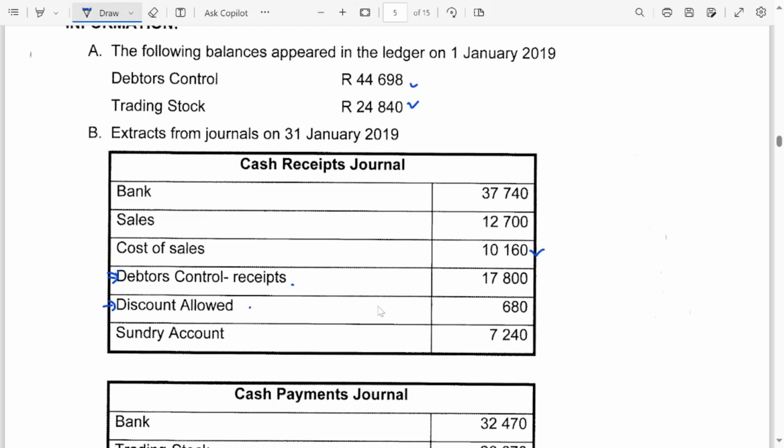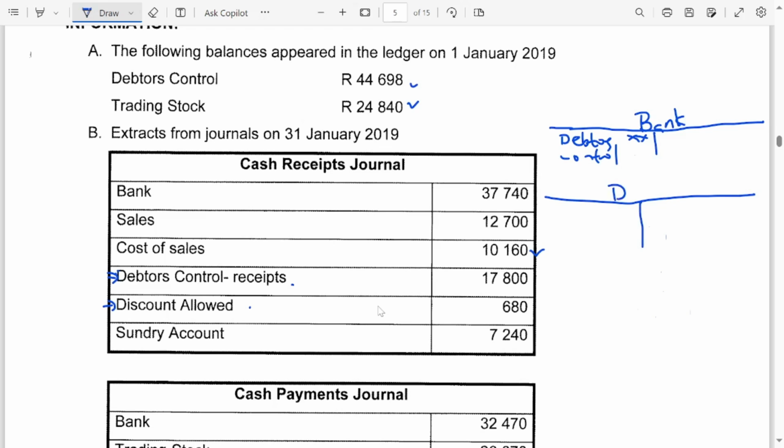Okay. So when the debtors are paying the business, the bank is increasing because we are receiving money. So it increases on the debit side with the account of the debtors control. So debtors control is decreasing since the debtors are paying, with the account of the bank, right?